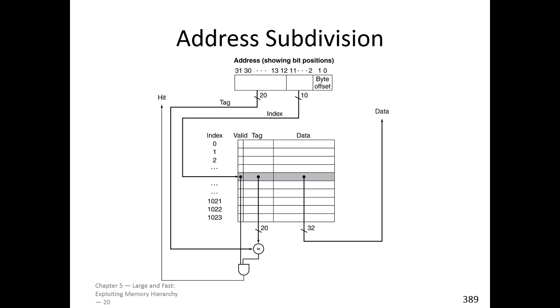Here's what it looks like, almost at a semi-quasi logic circuit level. So you can see the valid bit, the tag, and then the data, and you can see this says 32 bits, 0 to 31.